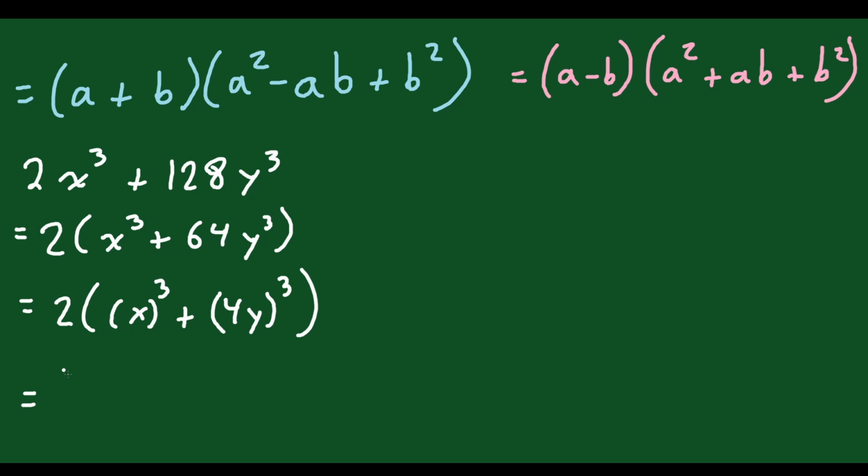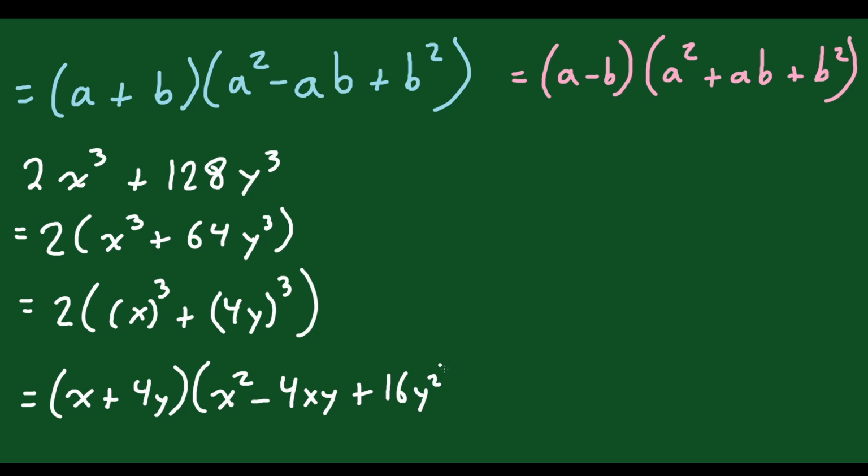We can say a plus b, so x plus 4y, multiplied by a squared, so x squared, minus ab, so I'm going to say 4xy, right? That's 4y times x, I just wrote it like that, plus b squared, so 4y squared, which is going to be 16y squared. Okay, and that's your final answer. Oh, don't forget your 2 is still on the front. Almost didn't write that. Okay, now you're done.